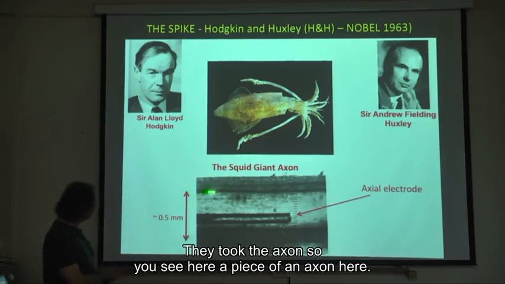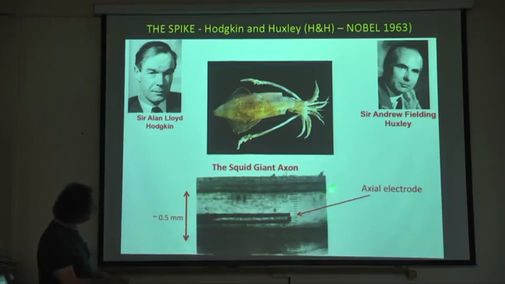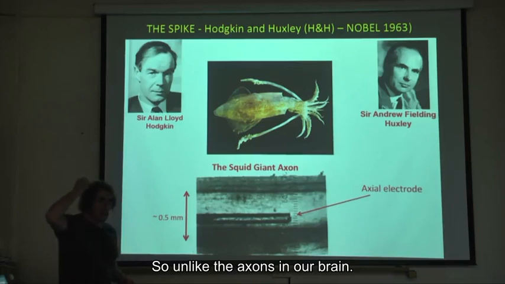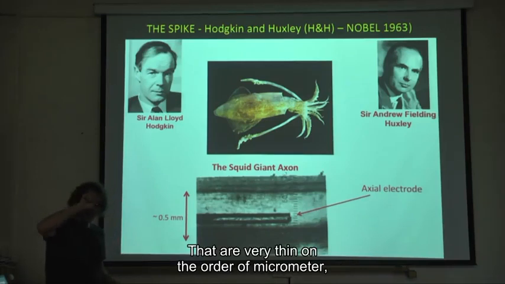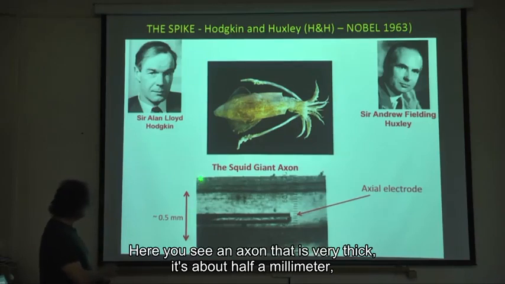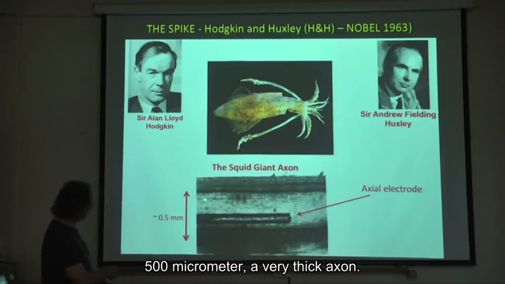They took the axon, so you see here a piece of an axon. This is an axon, only a part of the axon. This is a very thick axon. So unlike the axons in our brain that are very thin, on the order of a micrometer, a thousandth of a millimeter, here you see an axon that is very thick. It's about half a millimeter, 500 micrometers, a very thick axon.